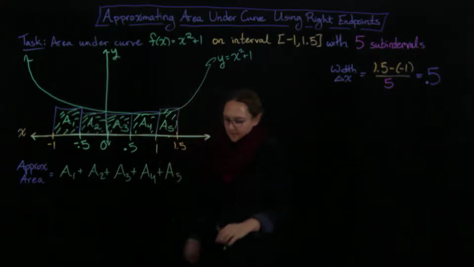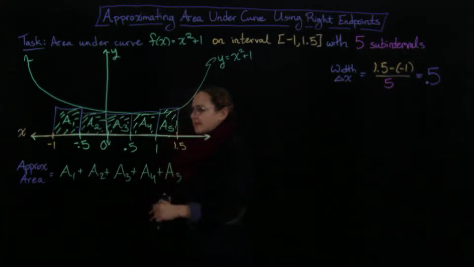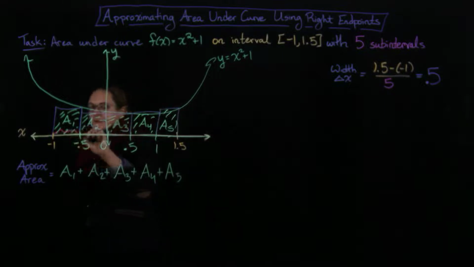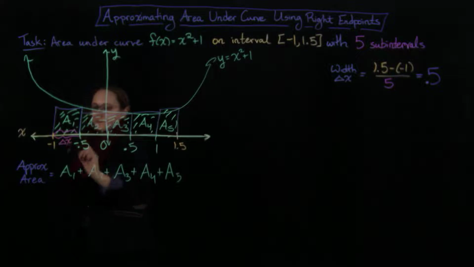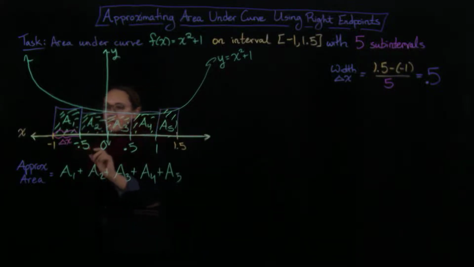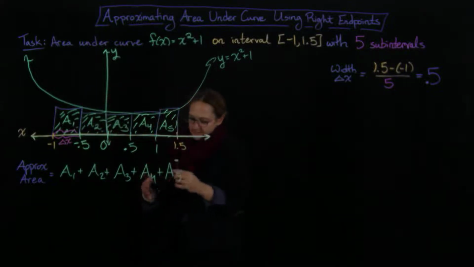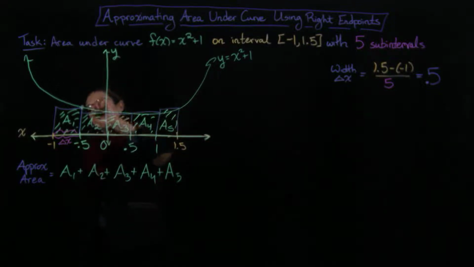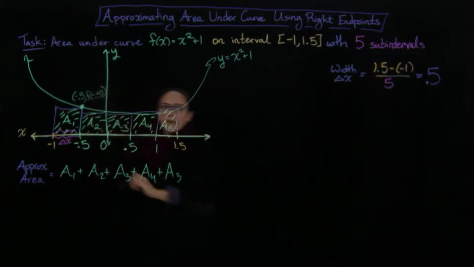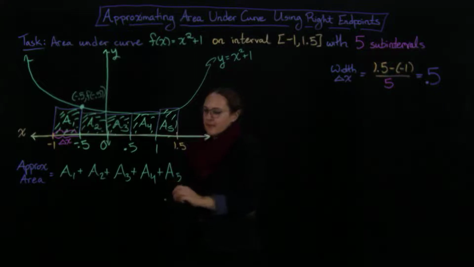And then we remember this width is delta x. For each of these, this width is delta x. And the height now, this is one of the key points of what's going on. Now my height is going to come from f of minus 0.5, because the height is happening on the right-hand side.